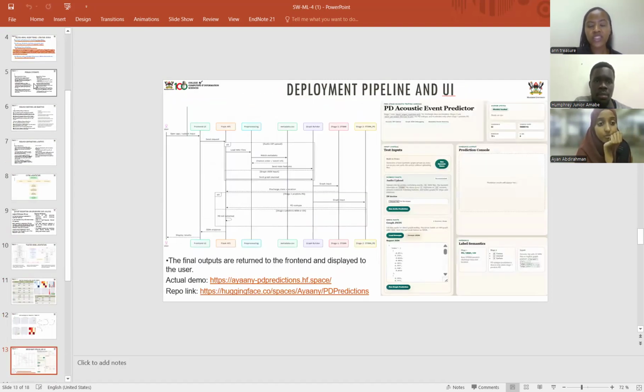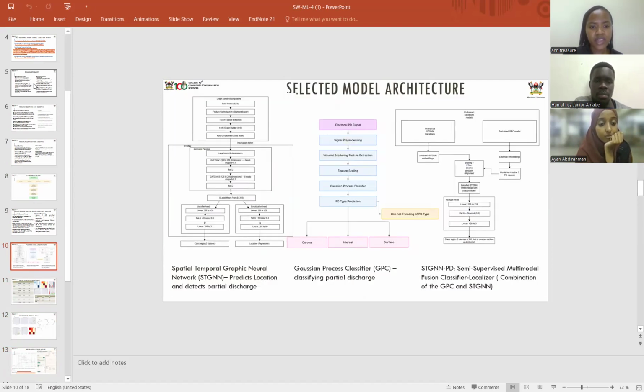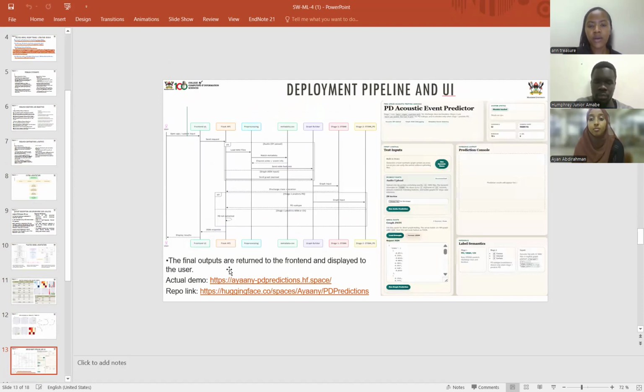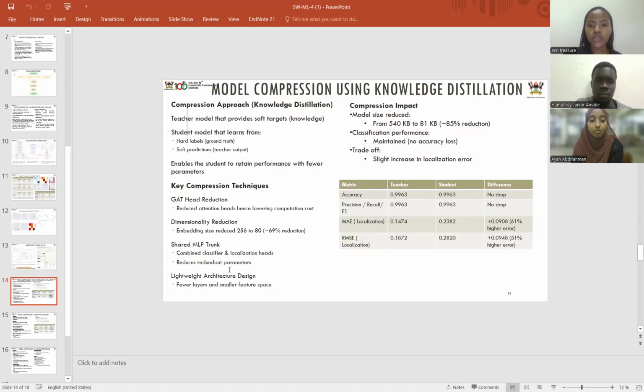So with the model compression, we selected the spatial temporal graphic neural network due to its stability. We do not use the fusion model because of the unstable results. So this was our deployment. So we are going to skip to the model compression.